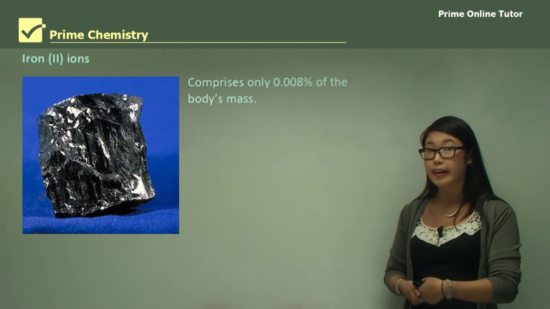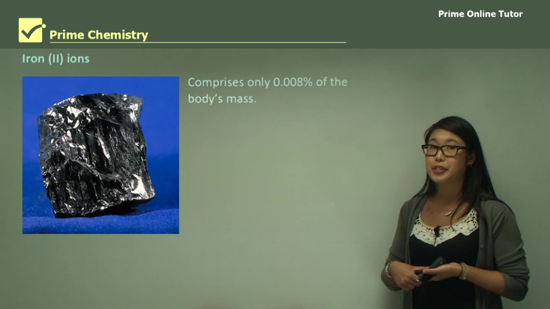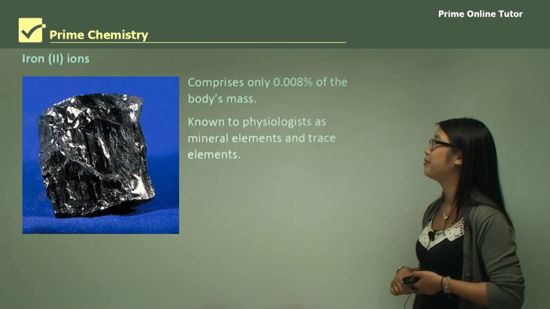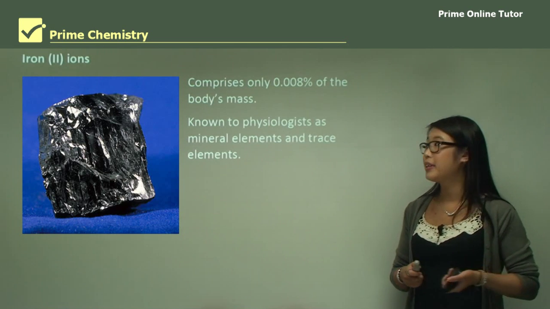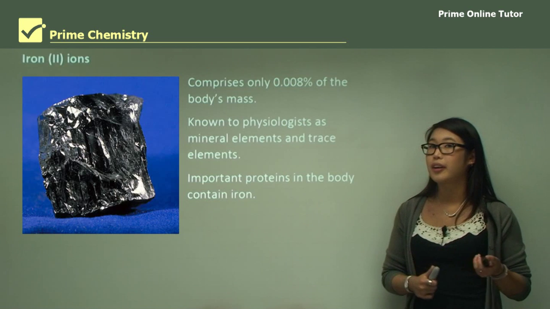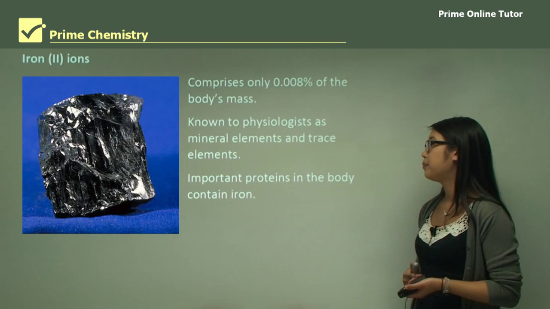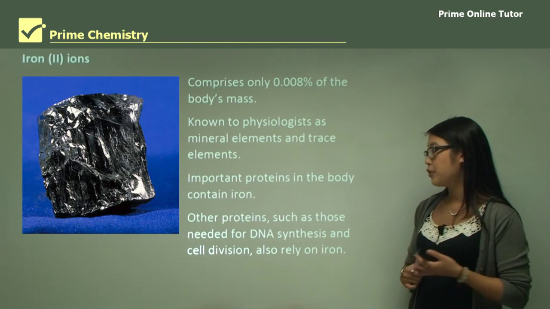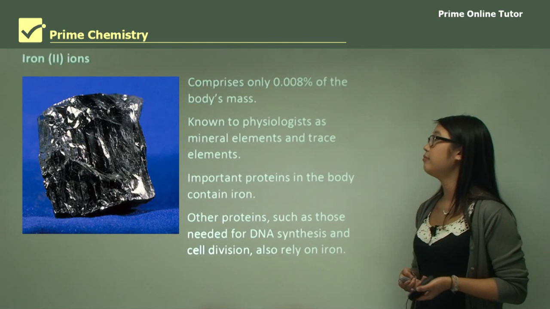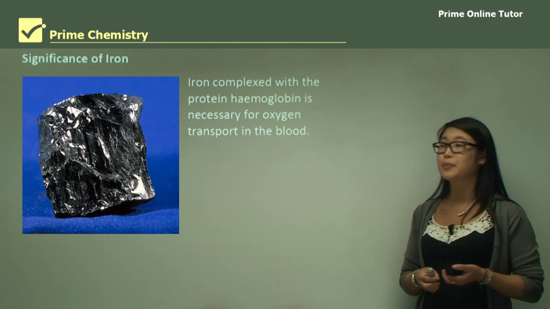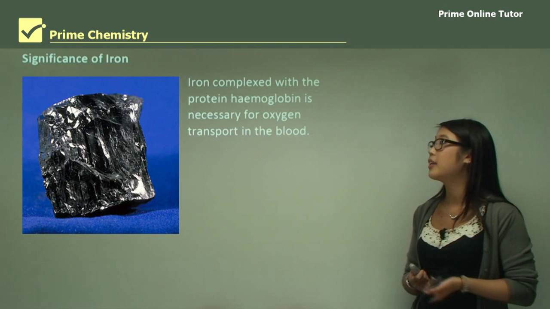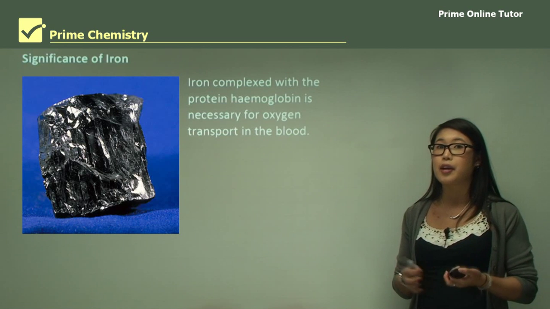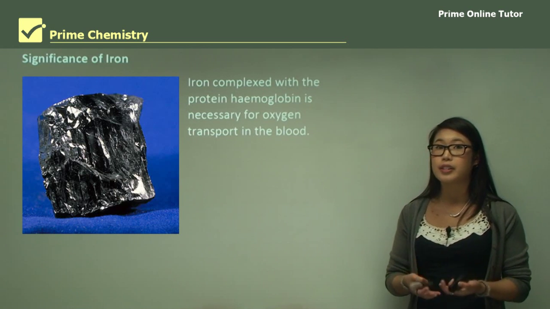So next we're going to look at iron. Iron makes up a very small amount of the body mass, only 0.008%. It's known to be a trace element, and it's important for a variety of proteins in the body. Proteins such as those needed for DNA synthesis and cell division need iron. Iron is also complexed with hemoglobin, which is in red blood cells, and it's necessary for oxygen transport in the blood because it binds oxygen and transports it to areas where you need it, such as your muscles.